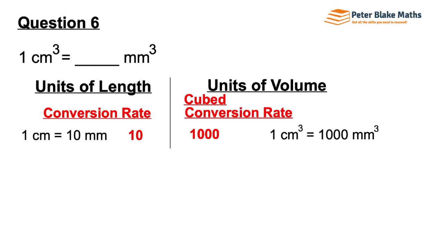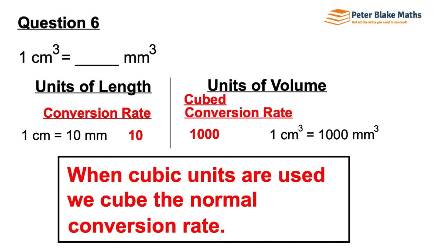So the normal conversion rate was 10. We need 10 times 10 times 10 to get the conversion rate between centimeters cubed and millimeters cubed. So we have a conversion rate of 1,000, so that means we're multiplying by 1,000 or dividing by 1,000. How we decide which is indicated by whether we're breaking a set of units up into smaller units. Therefore there'd be many more of them, expecting a larger number, and that's the case we're using here. So we'll multiply by 1,000 here.